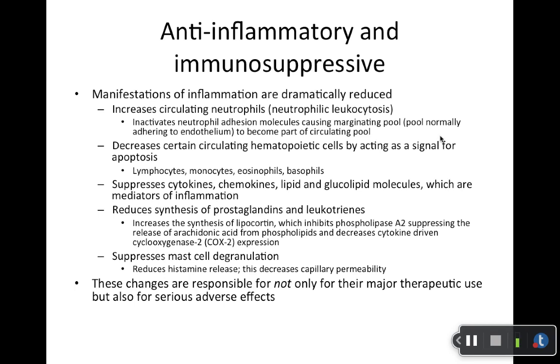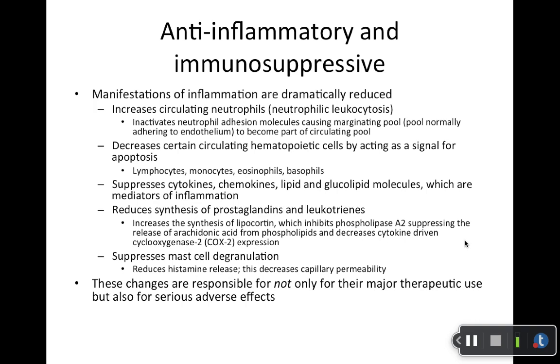Anti-inflammatory and immunosuppressive effects. This is a big reason why they're used therapeutically. This is a big reason why you'll be prescribing them and why you've seen them being used: they have anti-inflammatory and immunosuppressive properties. Please go ahead and read through this slide. There's a lot going on here. Again, with all of these effects, you also need to be thinking about adverse effects, so they're good and bad.